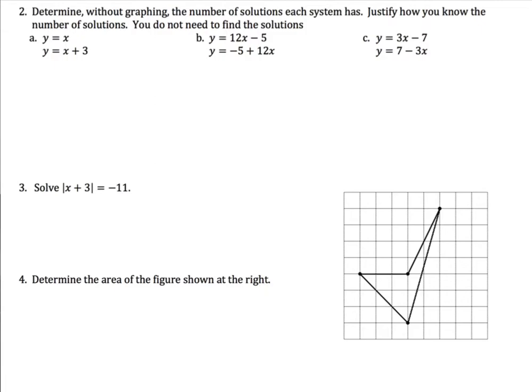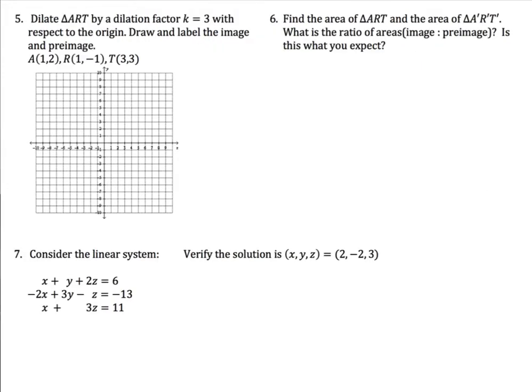Number 3 is a review of solving absolute value equations. Number 4, you're going to find the area of this figure. I recommend cutting it into 2 triangles. You can find the area of this triangle and the area of that triangle and just add them together. Number 5, you're going to do a dilation of the triangle ART. Scale factor is 3.